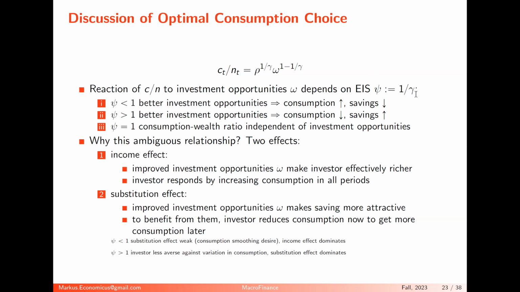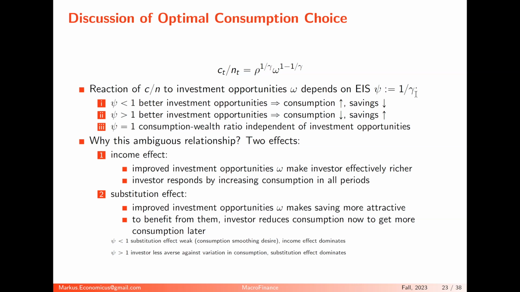So if psi is smaller than 1, i.e. gamma is larger than 1, when there are better investment opportunities, you would actually consume more and save less. So essentially you say, oh, there are better investment opportunities. I can consume already more because I have better investment opportunities. Why shouldn't I consume already today something about that? And I save less. Okay.